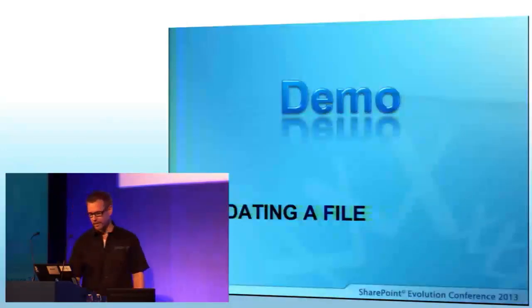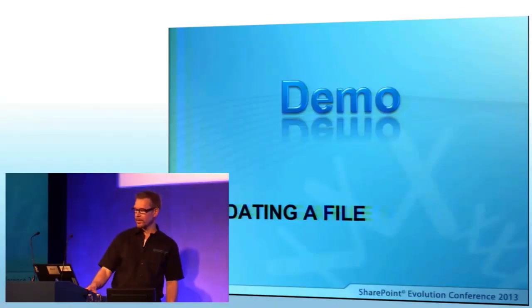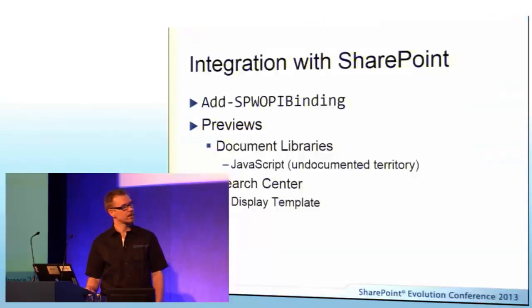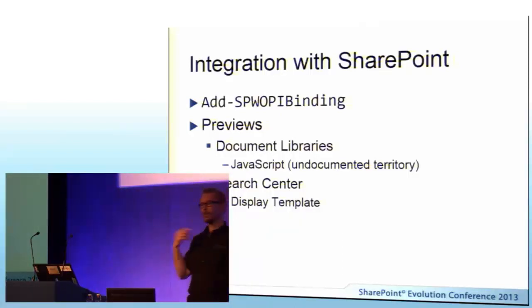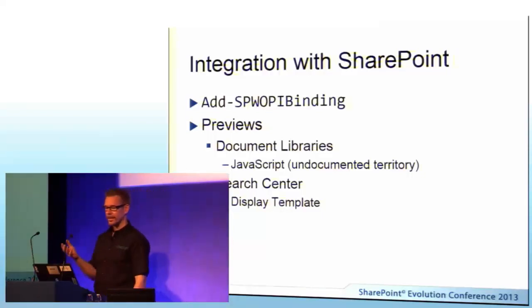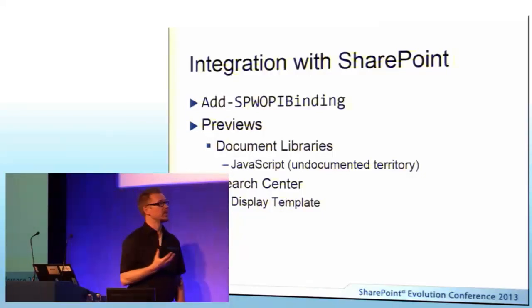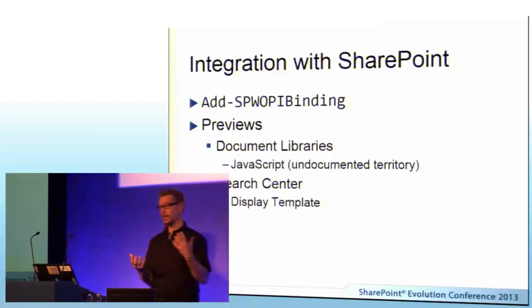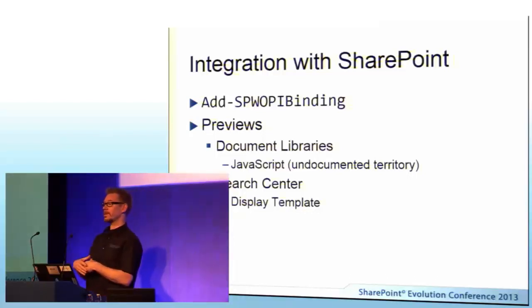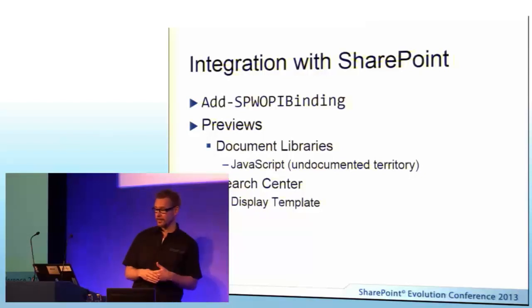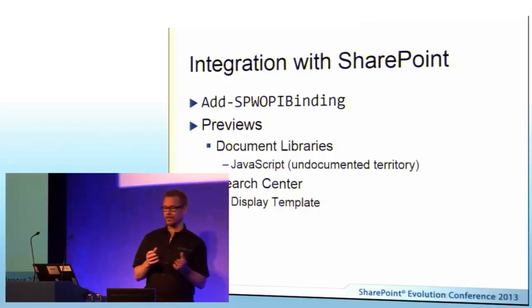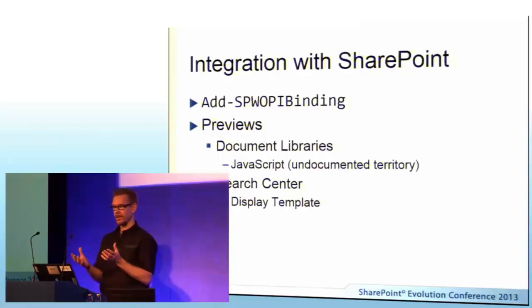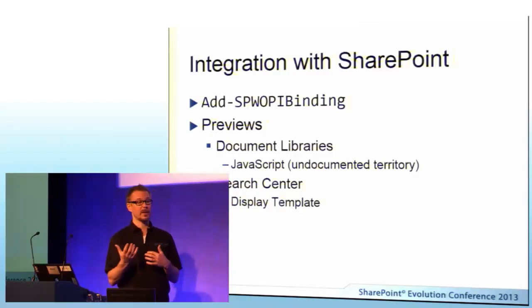And we talked about this one, how we add the WOPI binding to get the normal view and edit to work. But it doesn't generate any previews for us. And we have two kinds of previews. We have the one in the search center that's based on display template, and then we have the ones shown in document libraries. And although they are based on display templates, they are not executed in the same way.